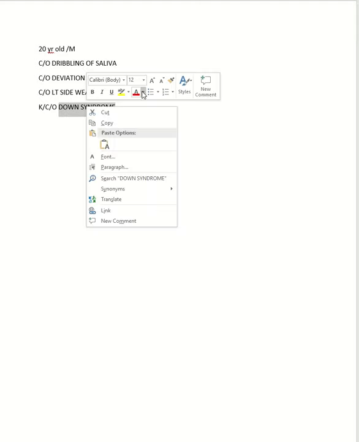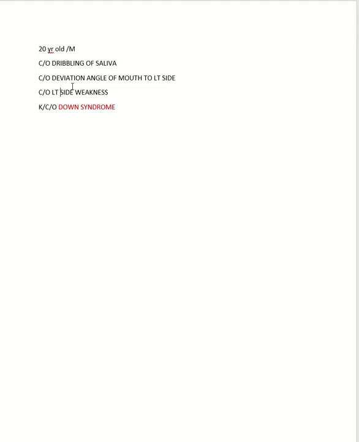So this is a 20-year-old male patient presented with dribbling of saliva, deviation of angle of mouth towards the left side, complaint of left-sided weakness. Why have I written it twice? And a known case of Down syndrome. So we have two things: one is weakness, one is Down syndrome, and he is just 20 years of age. What are the things we need to look at?